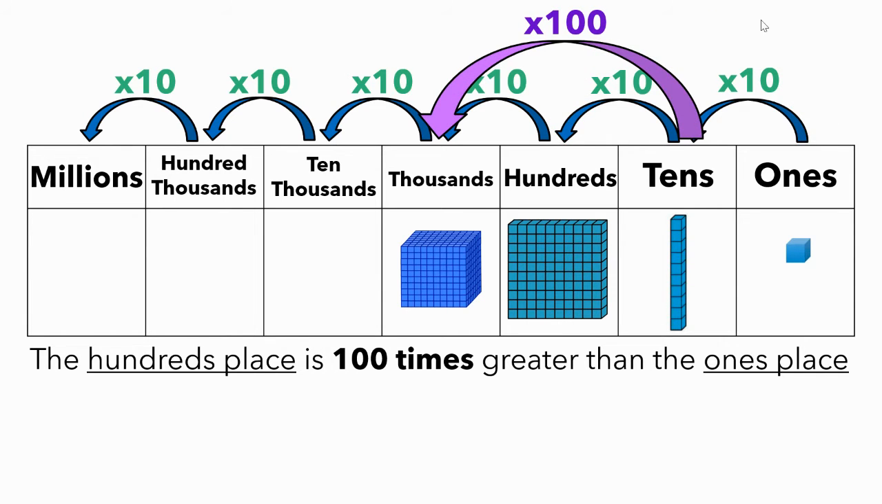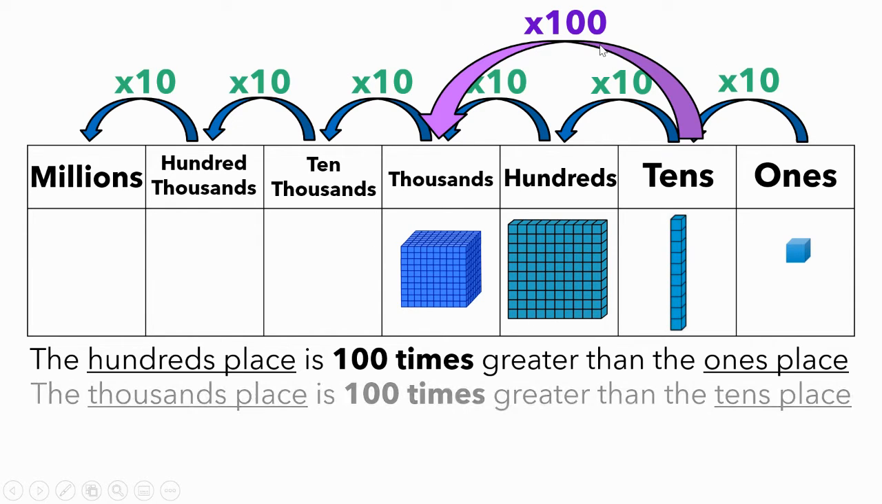Now let's compare the thousands place to the tens place. Here, we'd move over 2 places to the left. So that's 10 times 10, which is also 100. So the thousands place is 100 times greater than the tens place.